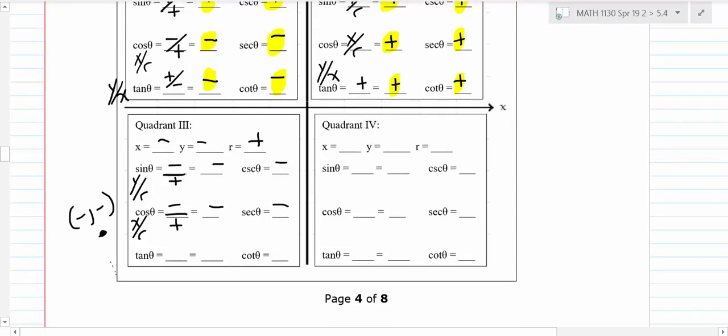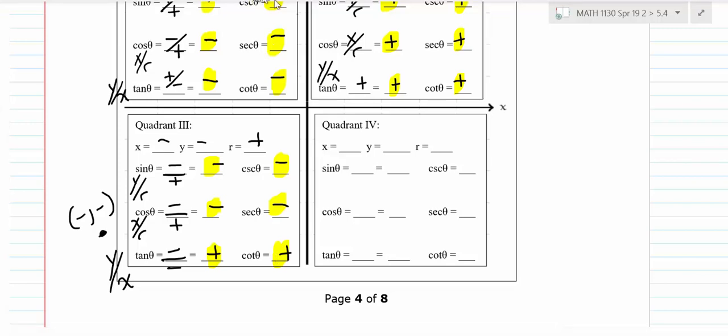And then the tangent is y over x. So y is negative. X is negative. A negative divided by negative is a positive. So what you end up getting is this. If you're in quadrant 3, the sine and cosecant are negative, so are the cosine and secant. And then the tangent is positive in quadrant 3, like that.